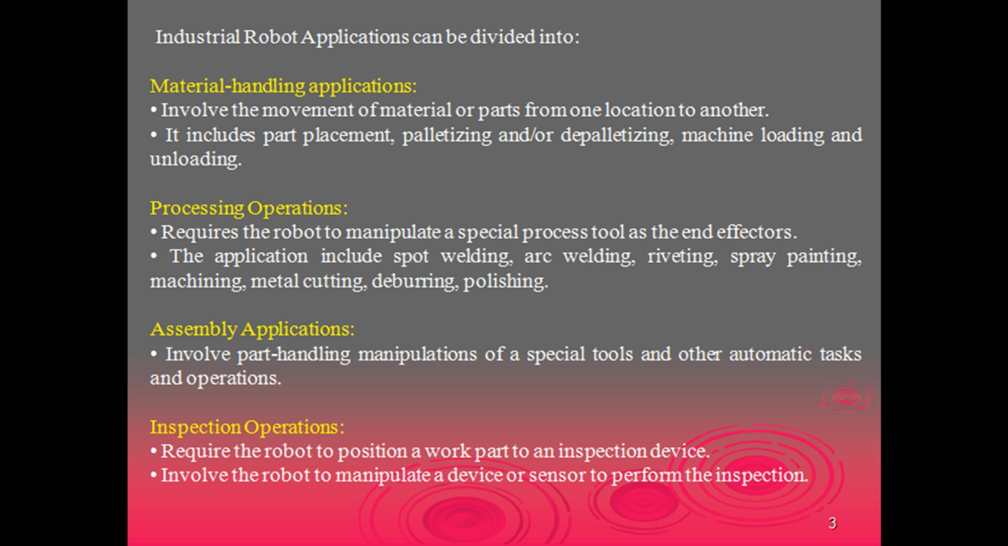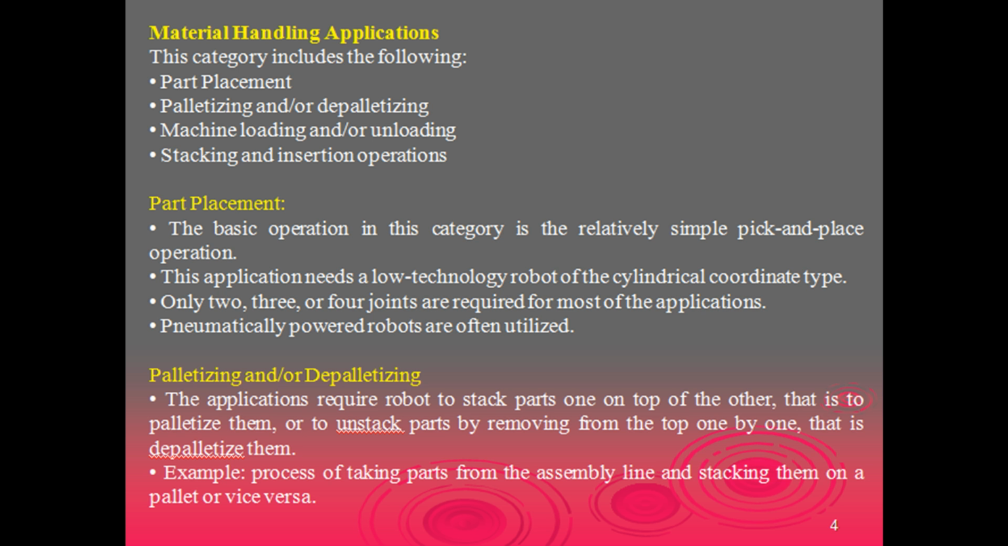And the last one is inspection operation. It requires the robot to position a work part to an inspection device. It involves the robot manipulating a device or sensor to perform the inspection. Now we will discuss all these applications in detail.